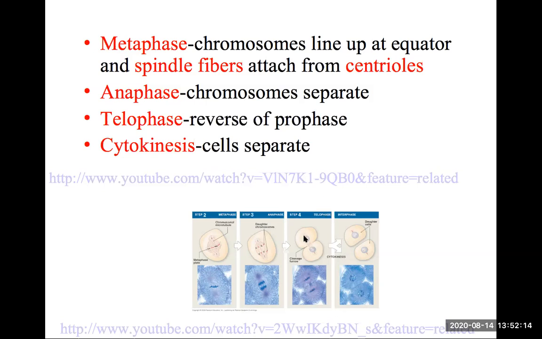But this is still one big cell. You have all the fixings for two cells, but they're not physically separated. The separation into two cells comes after, sort of overlapping with mitosis, but it is not part of mitosis, and that is called cytokinesis. Think of this as cell cutting. This is when the cell separates.